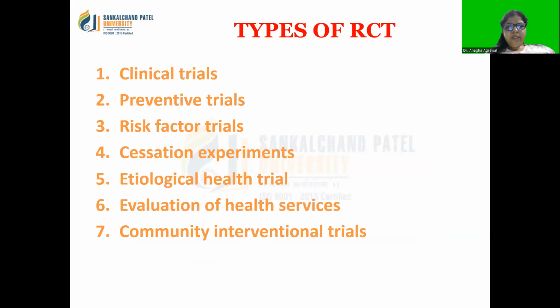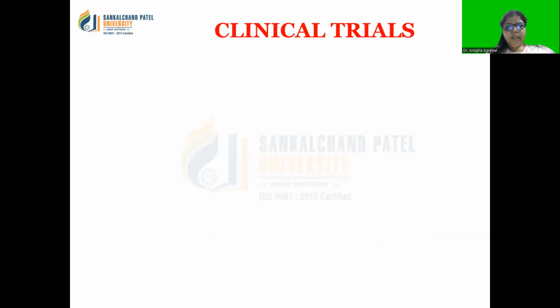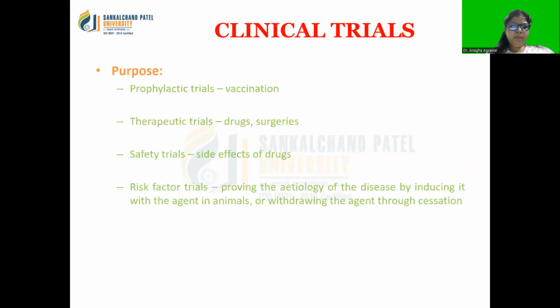So there are various types of RCT: clinical trials, preventive trials, risk factor trials, suggestion experiments, etiological health trials, evaluation of the health services, and community intervention trials. Most important are the clinical trials. We'll be talking about it. The purposes of clinical trials are prophylactic trials, like if you need to find out some new vaccination. For example, we've done clinical trials to find out the vaccination for coronavirus. Then therapeutic trials to try out some new drugs or surgeries, and safety trials to find out side effects of newer drugs.